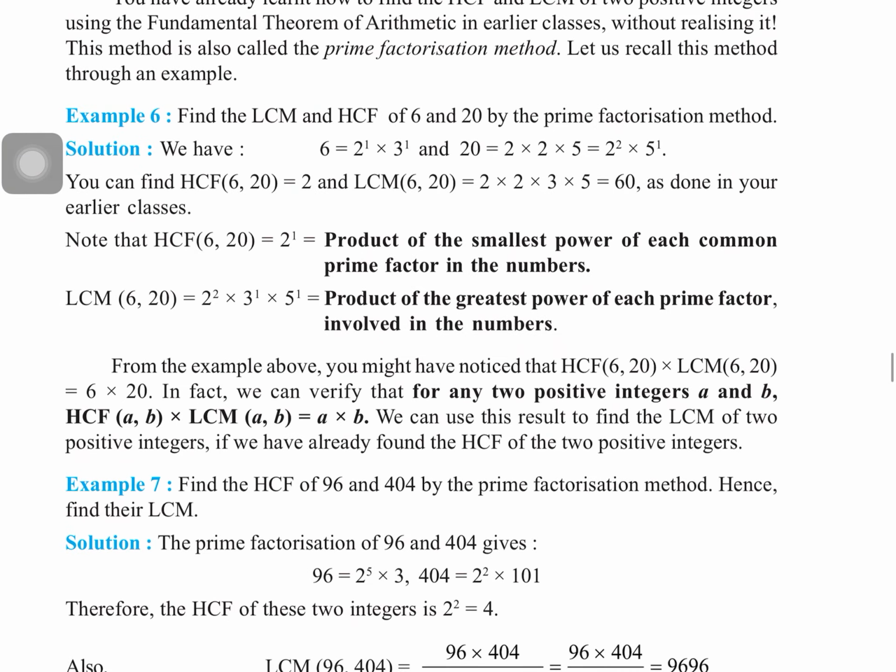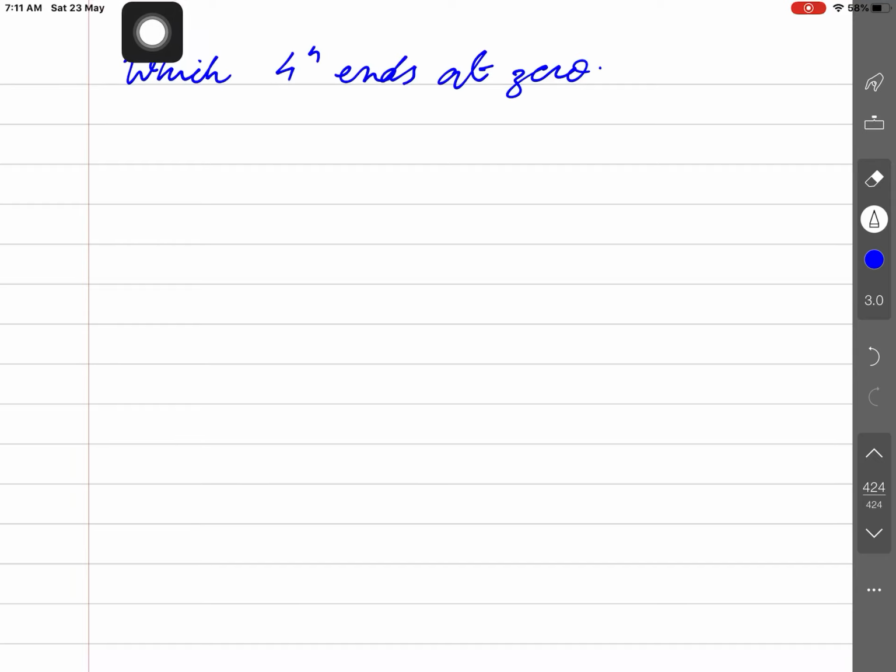Example number 6. Find the LCM and HCF of 6 and 20 by the prime factorization method. The solution is appearing here before you. I am telling you to concentrate on the words prime factorization, 6 and 20. HCF and LCM you have to find out here. The method of solving this is simple.